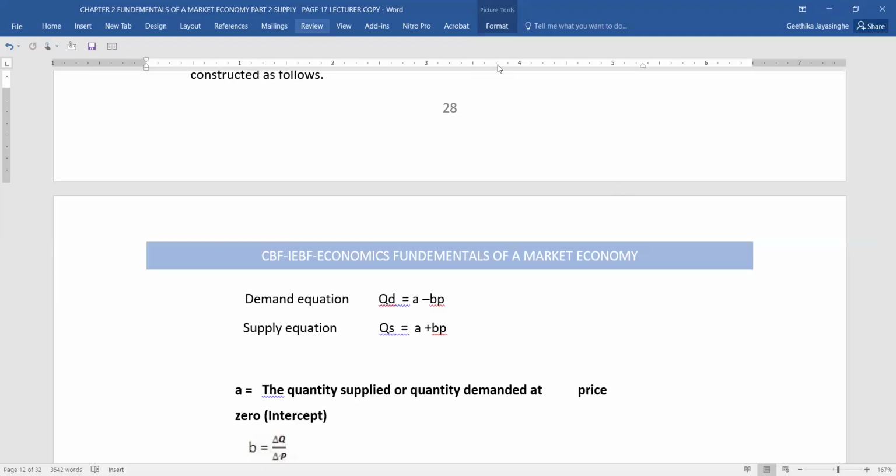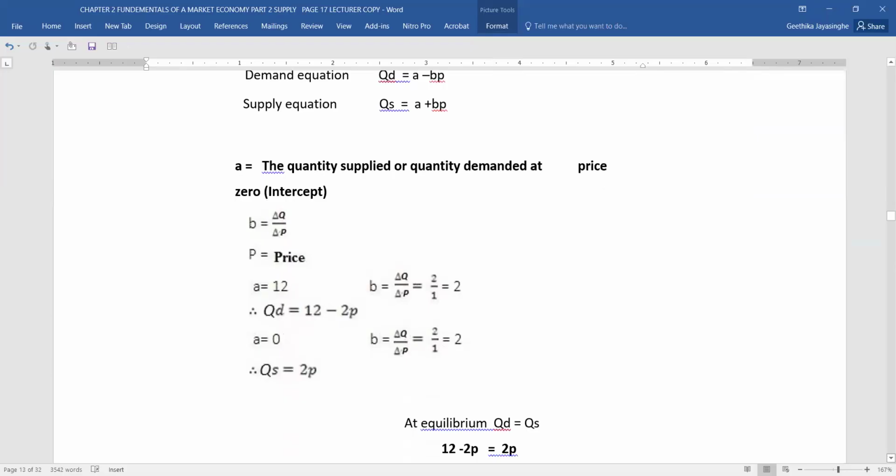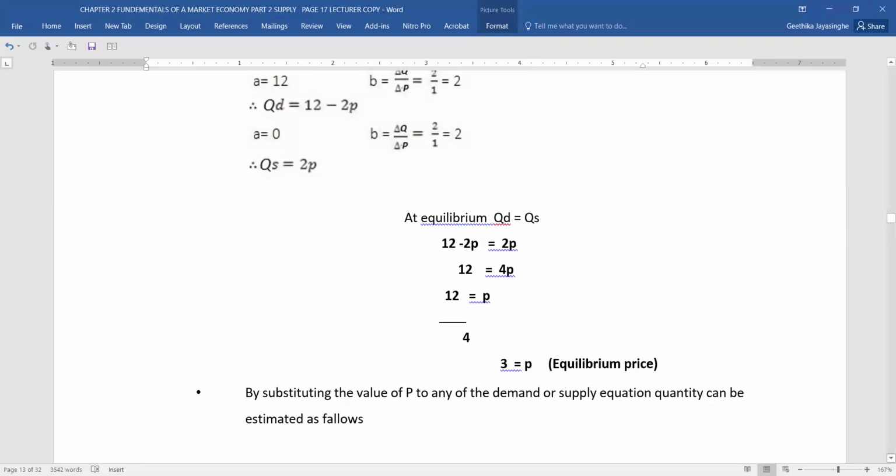What is an intercept? It was explained once. By looking at all that, and also the slope of the demand curve or the supply curve, this is about how it is calculated. That is for reference only. So you will be able to derive the equation. Then what you do is simplify the equation and find the price. For example, say 12 minus 2p equals 2p. You can take the 2p to one side and identify common terms.